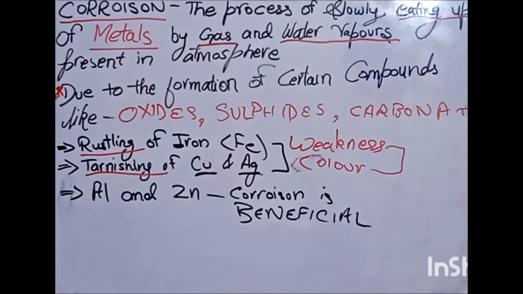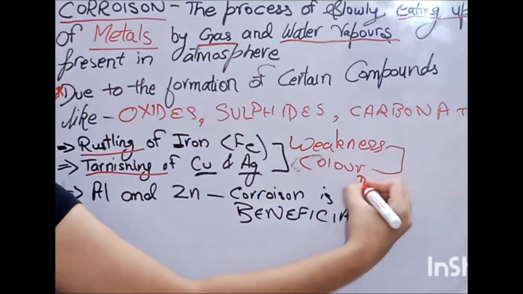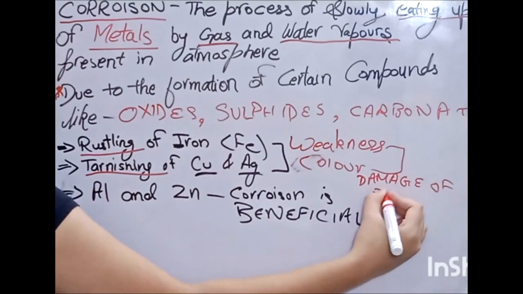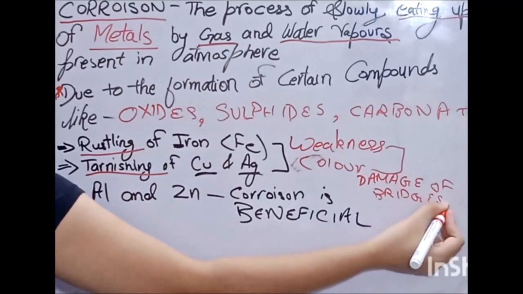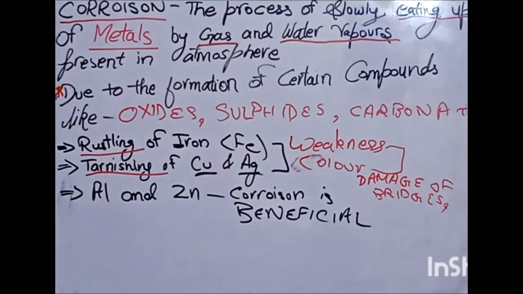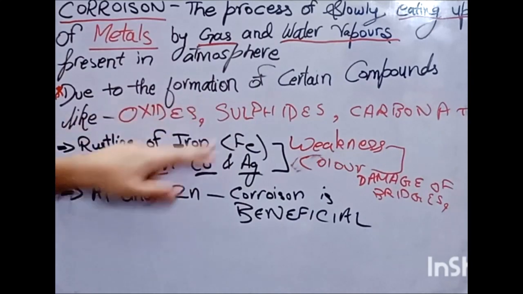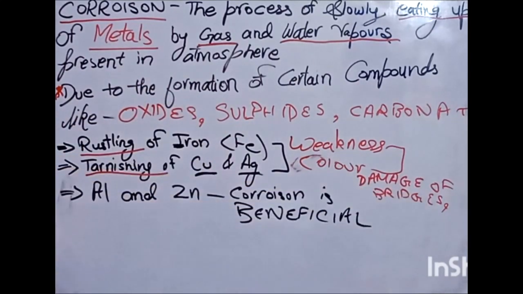What happens? This leads to damage of bridges, etc. You can write roads and so on. Just make a disadvantage column, right? It makes the metal weak, it changes its color, it leads to damage of products made up of these metals, or you can simply write damages of bridges, roads, towers, etc. लेकिन in aluminium and in zinc, your corrosion is highly beneficial.